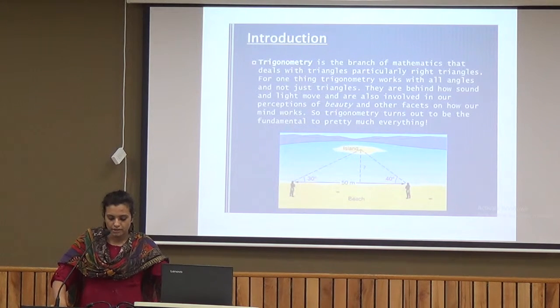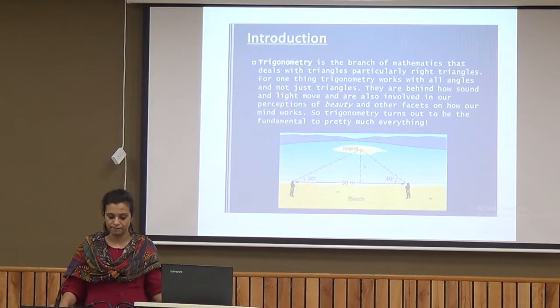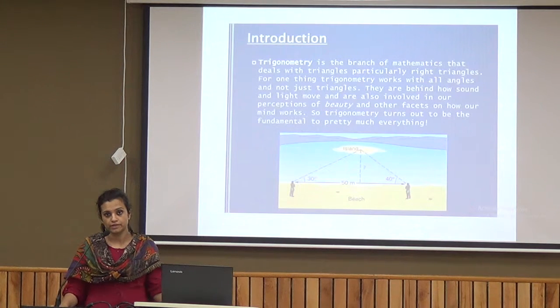Now look at this. Here in this picture, there are two people standing opposite each other at a distance of 15 meters. They are both eyeing towards an island. The angle at which this person is eyeing towards the island is 30, and the other person opposite to him is eyeing towards the island at 40 degrees. How do we find the perpendicular distance to the island?